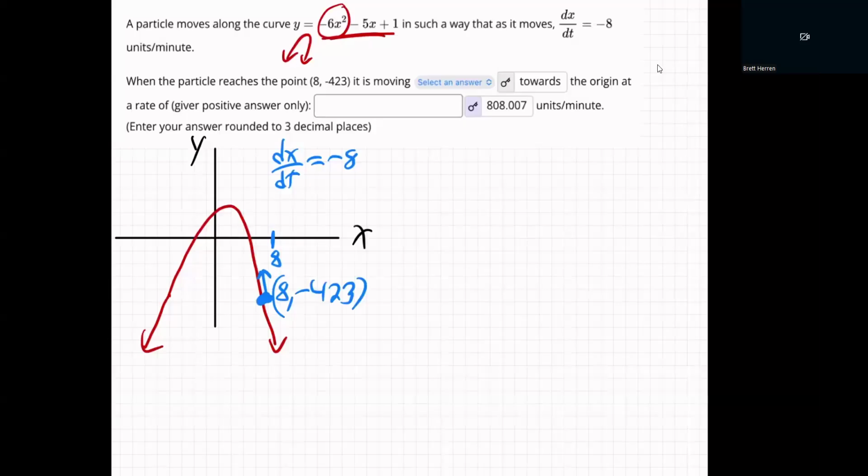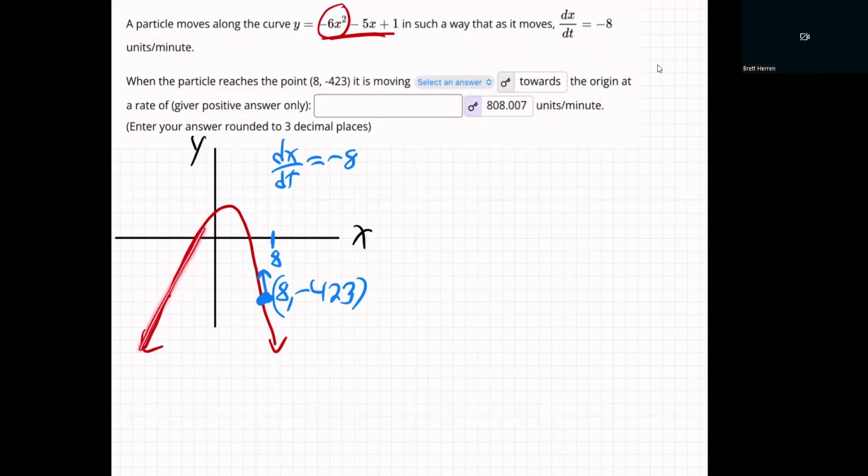Okay, welcome to an example in which we are looking at a particle that moves along the curve y = -6x² - 5x + 1, in such a way that dx/dt is -8 units per minute. When the particle reaches the point (8, -423), is it moving towards or away from the origin, and at a rate of what?